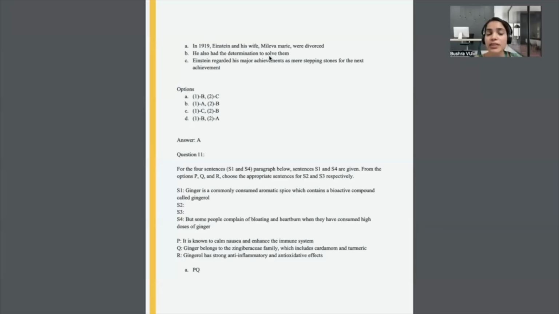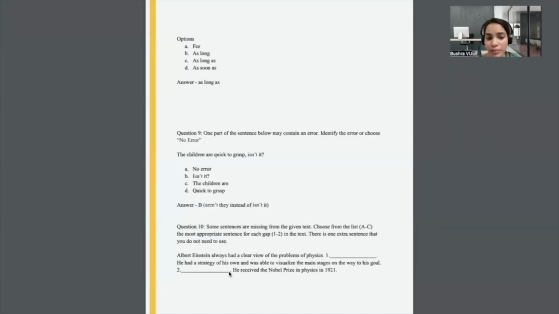He also had the determination to solve them. So that comes here. Then, see, again, the third sentence. If you look at the third sentence, "he" again, because it's a pronoun. The only sentence which is going to have the name is the introductory sentence, which is going to be the first sentence. The rest of the sentences are always going to have pronouns used. He had a strategy of his own and was able to visualize the main stages on the way to his goal. Okay. And next, until then it's over.